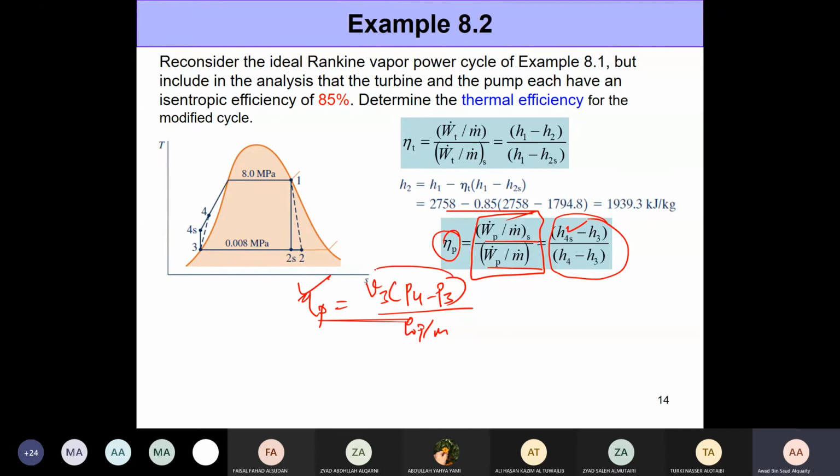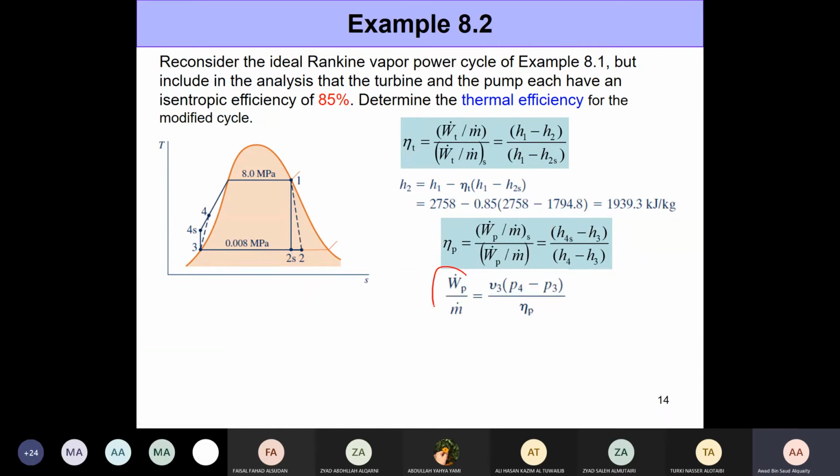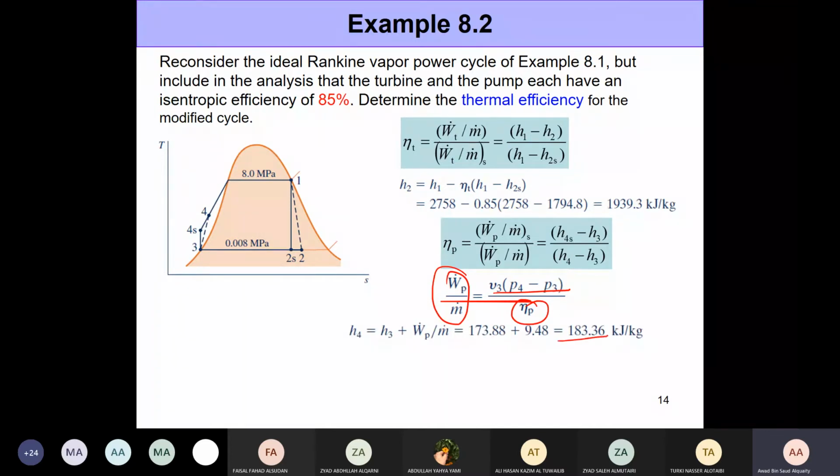We already know the values for the reversible work input, and from these two we can calculate the actual work input for the pump, and this is simply equal to H4 minus H3. H3 is known, WP is what we calculated just now, so we can get H4 from there. Okay, so this is what we are doing here. We're making use of the ideal work input and isentropic efficiency, and calculating the actual work input there. And you plug in the numbers, and this is what comes out.